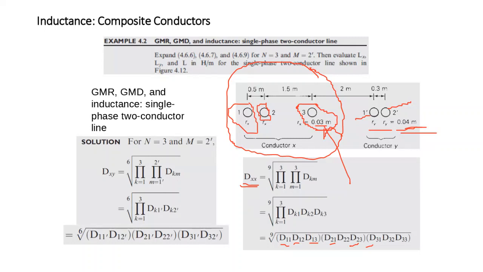D12 is the distance between 1 and 2. So have this in mind. D11, D22, like this one here also. What's D22? It is the radius from 2 to 2, meaning the radius of conductor 2. The radius. Okay, 3, the radius again. So now the radius, you have it there.